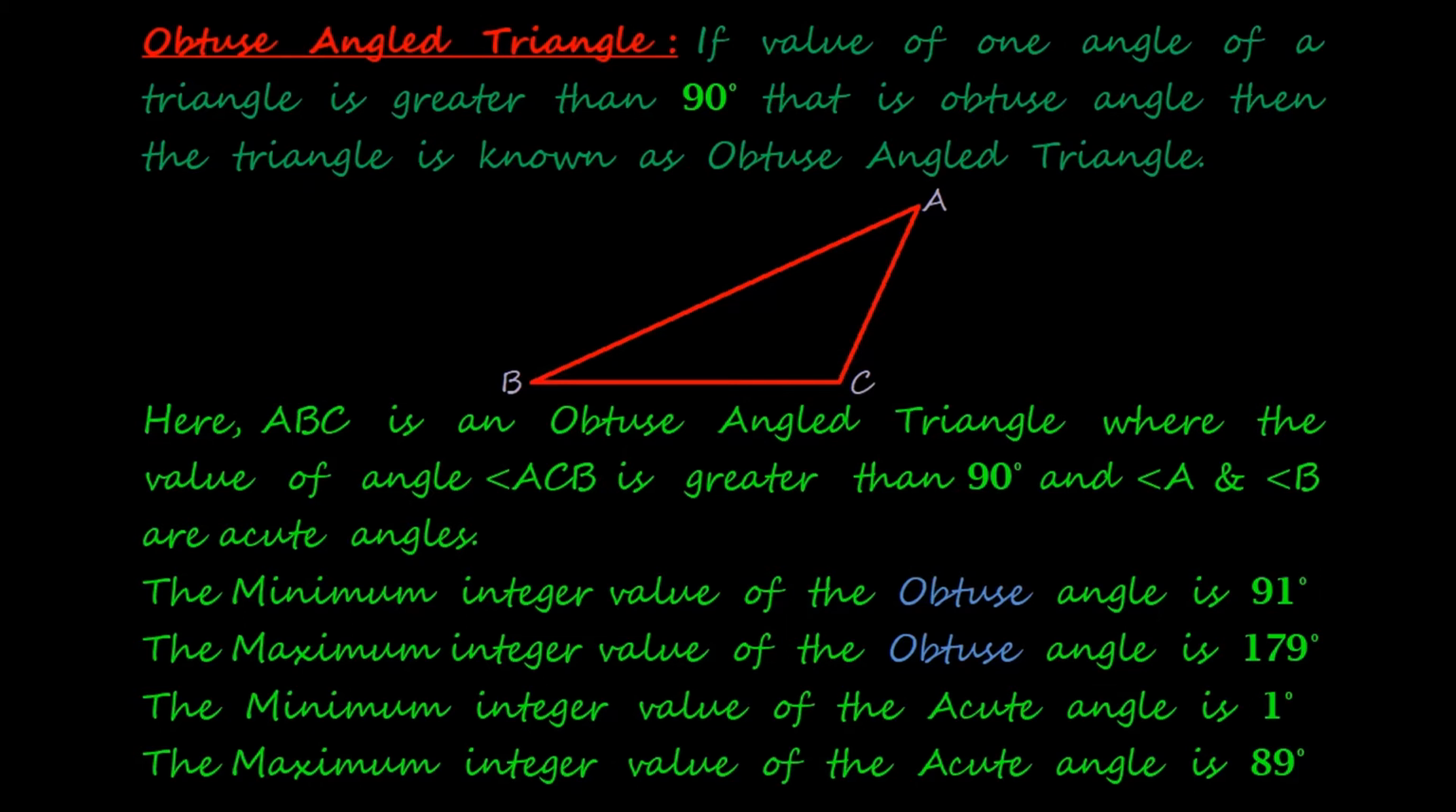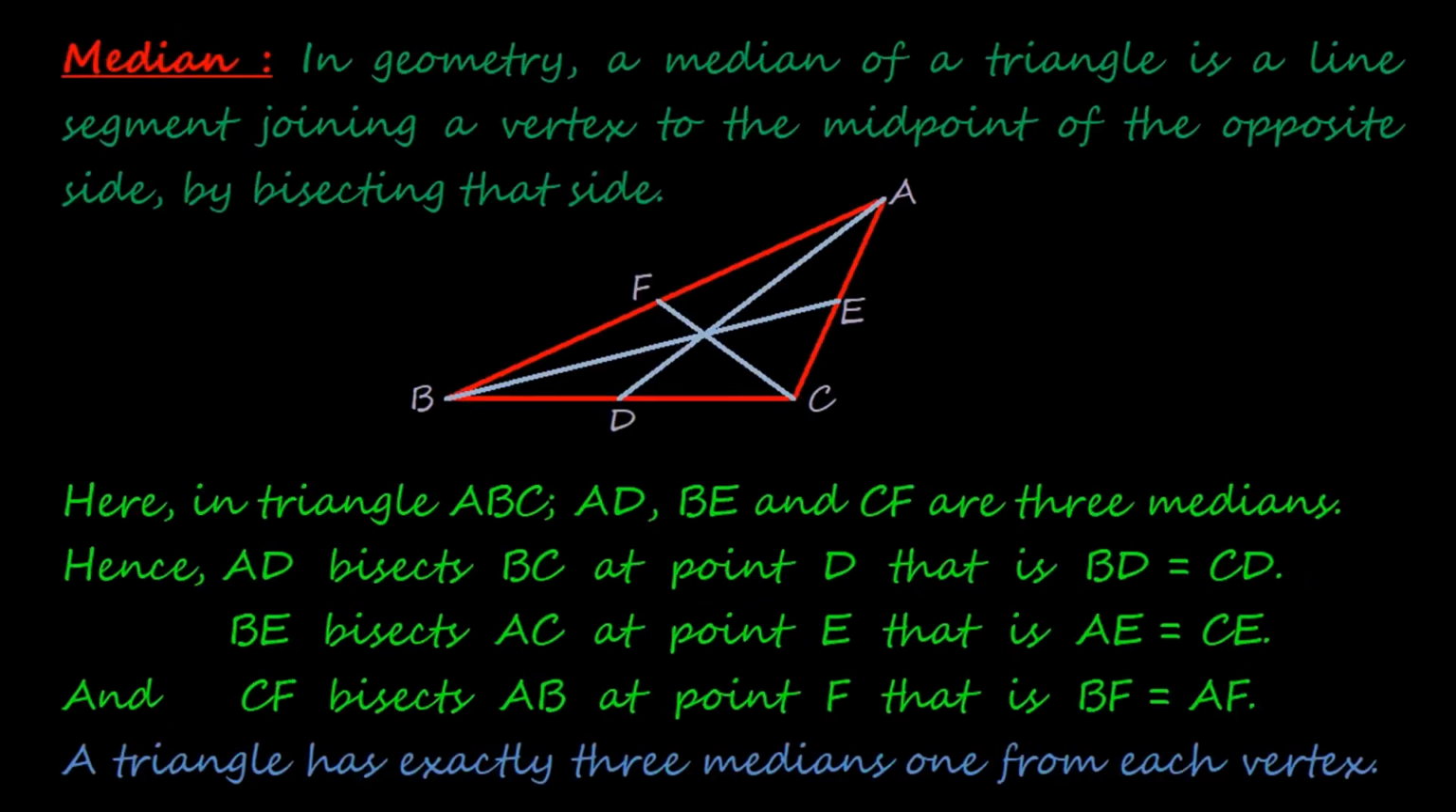In an obtuse angled triangle, the minimum integer value of the obtuse angle is 91 degrees, and the maximum integer value of the obtuse angle is 179 degrees. On the other hand, the minimum integer value of the acute angle in an obtuse angled triangle is 1 degree, and the maximum integer value of the acute angle in an obtuse angled triangle is 88 degrees.